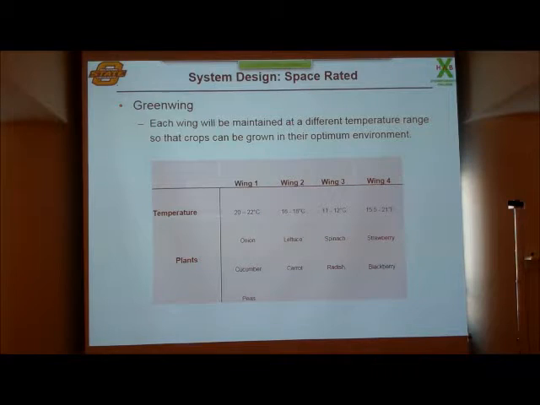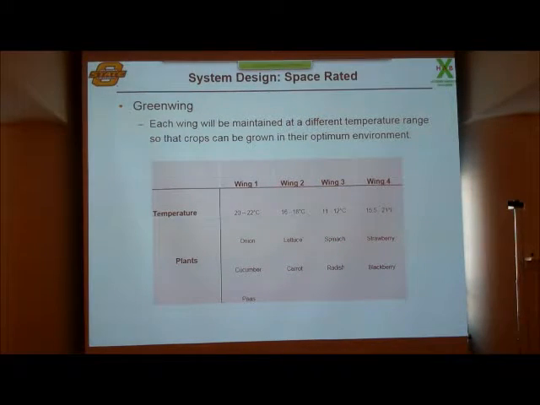And so as you can see here, in wing one, we'll have onion, cucumbers, and peas. In wing two, we'll have lettuce and carrots. In wing three, we'll have spinach and radish. And in wing four, we'll have strawberries and blackberries. And we'll maintain these wings in the temperature optimal for the plants in them.